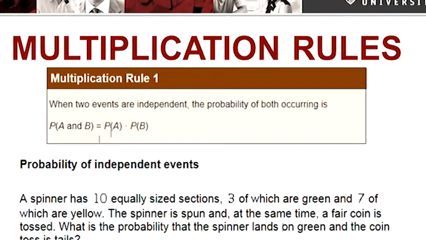So using the multiplication rule, the probability of green and tails, you just multiply those two decimals together, 0.3 times 0.5, and we get 0.15. So that's an example of using the multiplication rule to find the intersection of A and B.